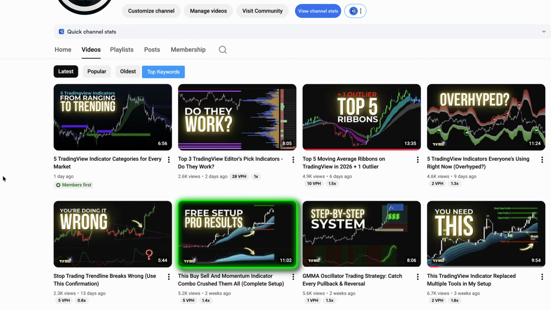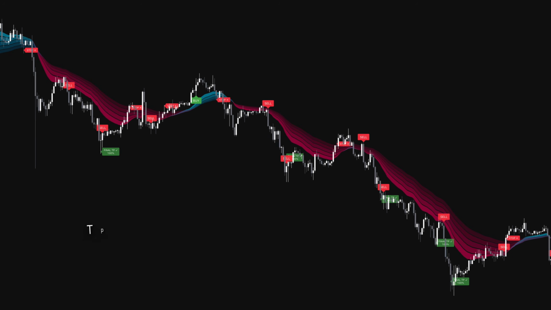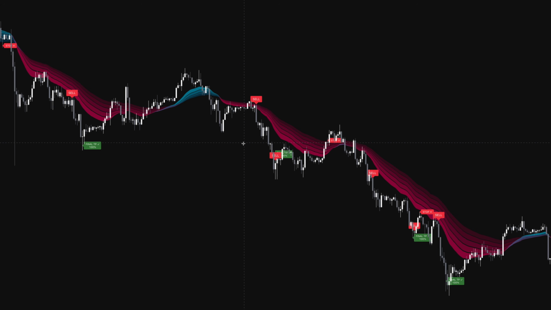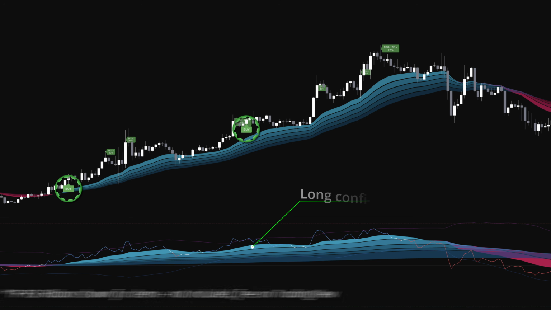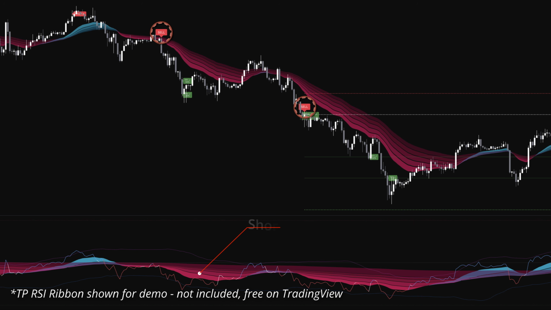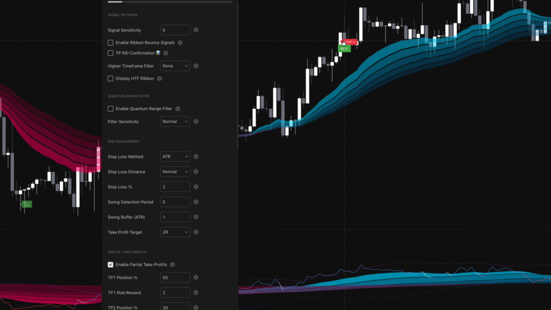If you've watched my video on combining Quantum Ribbon Lite with TP/RSI, that strategy is now built directly into Pro. You don't need 2 indicators anymore. Enable confirmation in settings, and the indicator requires TP/RSI ribbon alignment before any signal fires. For longs, all 5 RSI ribbon pairs must be bullish. For shorts, all 5 must be bearish. If momentum isn't fully aligned, the signal gets blocked.